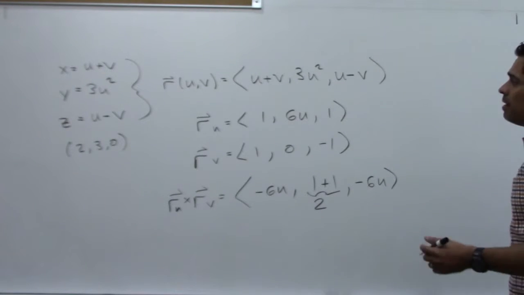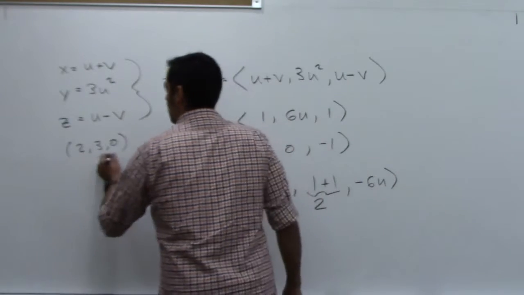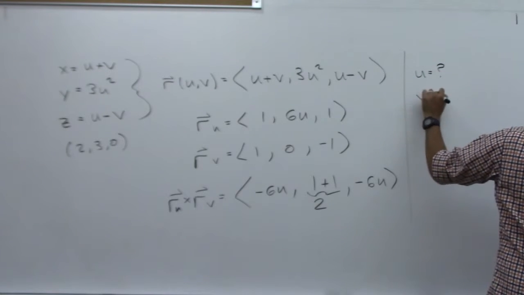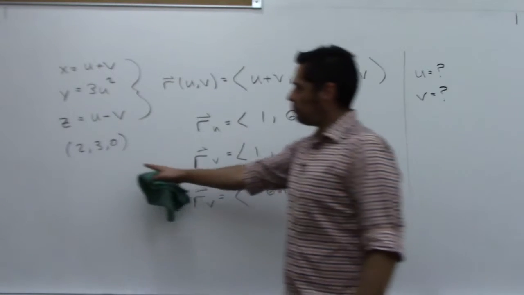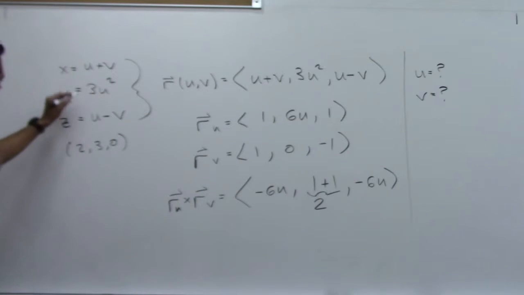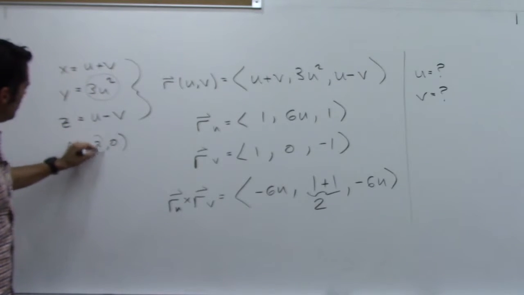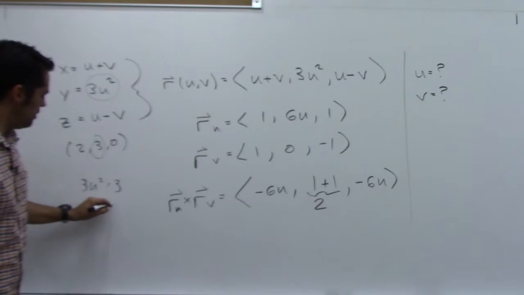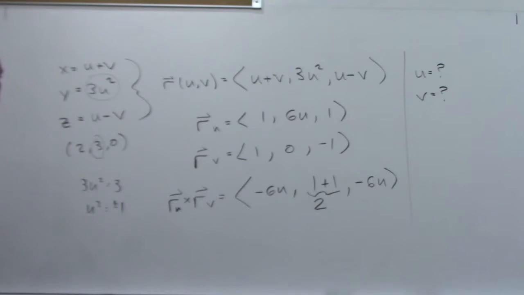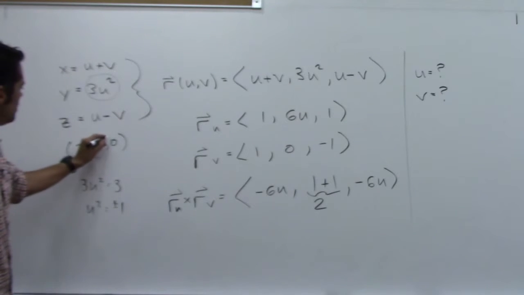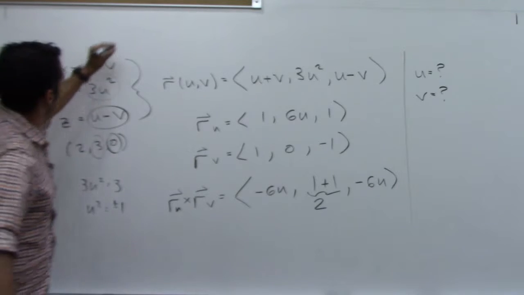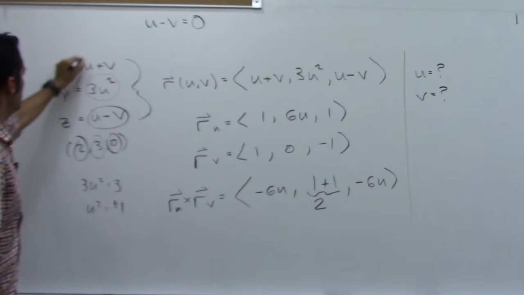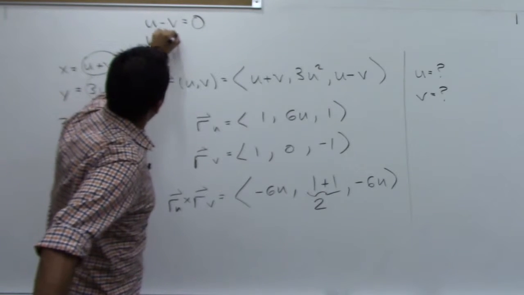Okay, so now let me try and figure out how I get to this point. So what u do I need? What does u need to be? And what does v need to be so that I'm at this point? Well, you can kind of get it from here. I know that the y coordinate, right? 3u squared must be 3, so u squared must be 1, so u is positive or negative 1. So, okay, that's one thing. How about this? 0 must be this, so u minus v must be 0. Well, I could have done it this way also. 2 here must be this, so u plus v must equal 2.